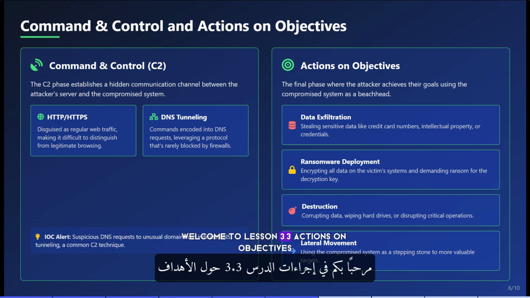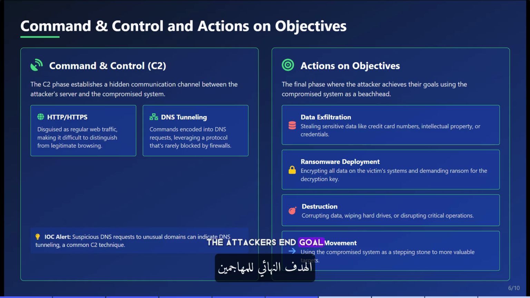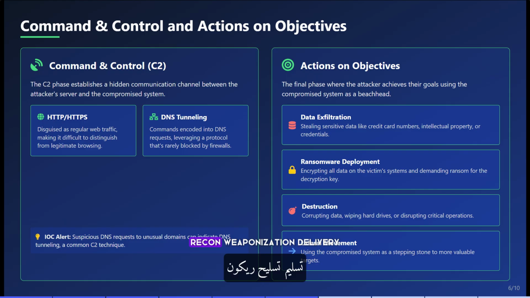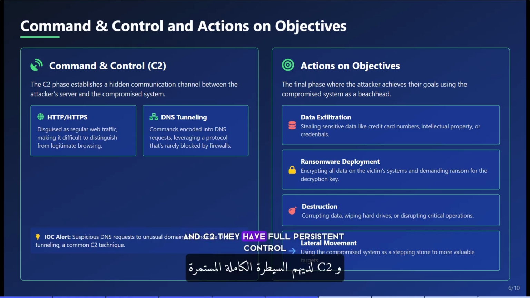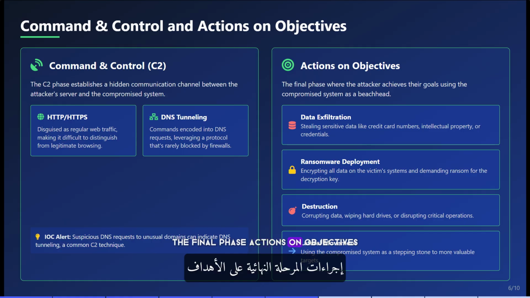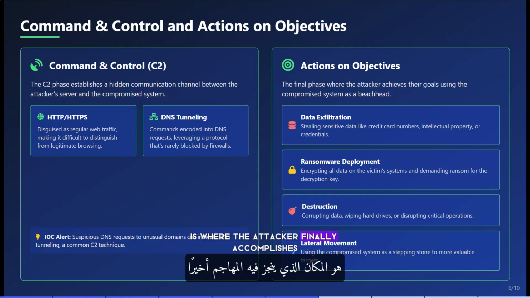Welcome to Lesson 3.3, Actions on Objectives, the Attacker's End Goal. The attacker has gone through all the previous stages: recon, weaponization, delivery, exploitation, installation, and C2. They have full, persistent control. Now it's time for the payoff. The final phase, actions on objectives, is where the attacker finally accomplishes what they came for.